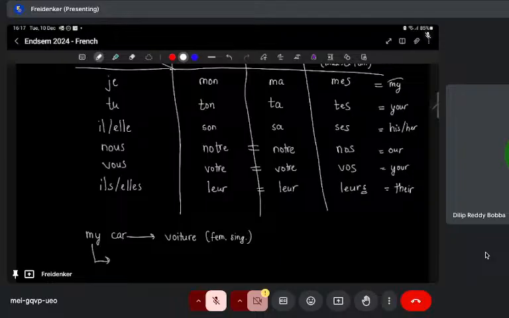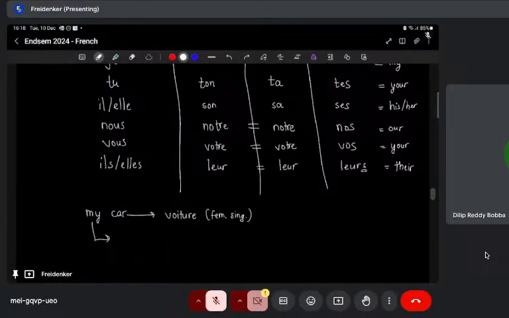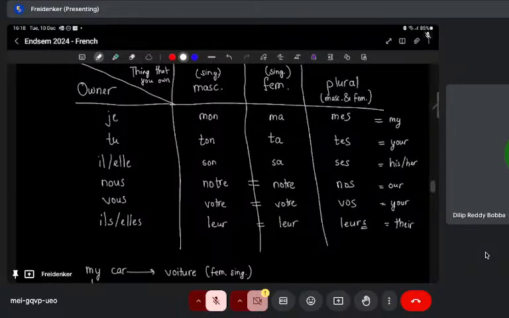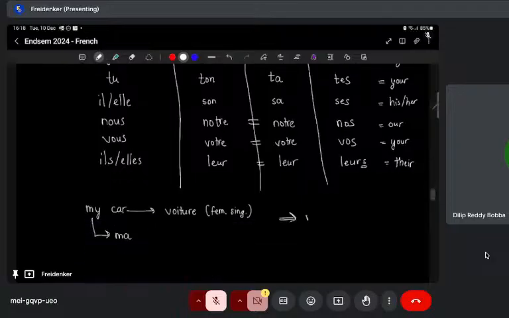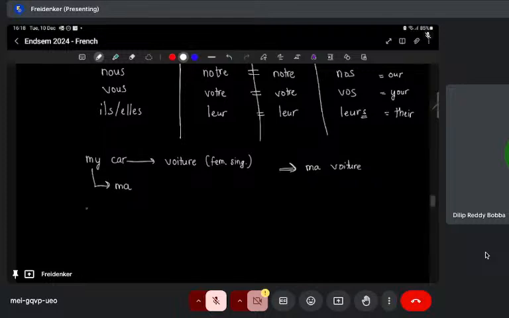In English, you have one version, but in French you have three versions depending on the gender and number of the object that you're owning. It need not be an object; it could be a person as well. So my car is going to be ma voiture, because voiture is feminine singular, and feminine singular means you use ma. Let's say you want to say his car or her car.